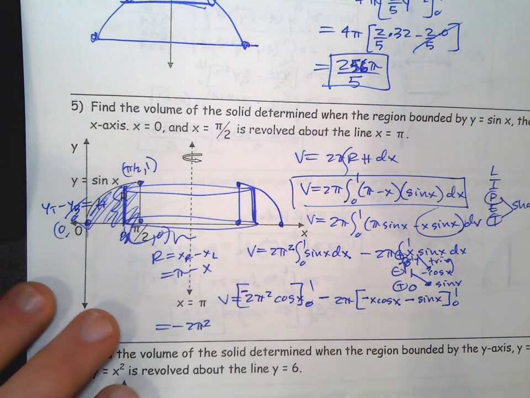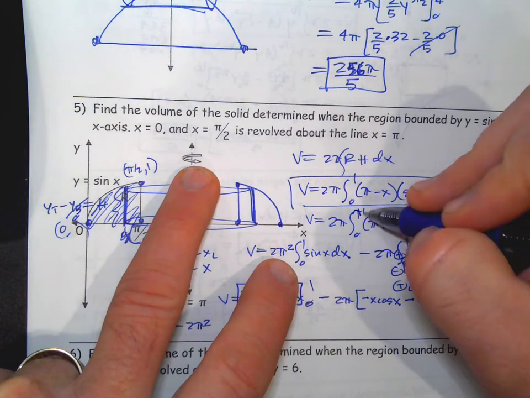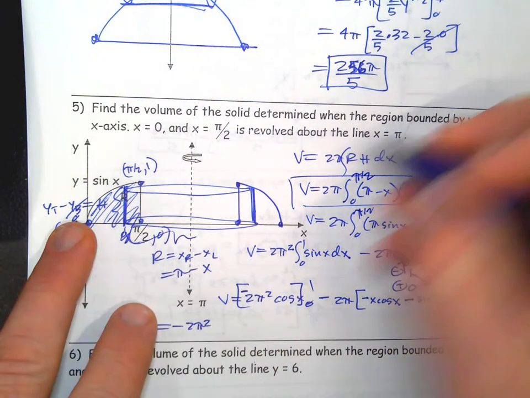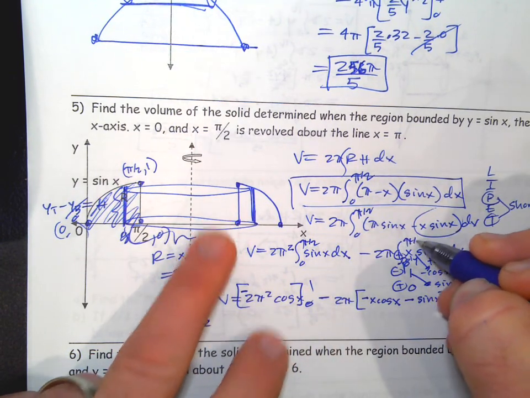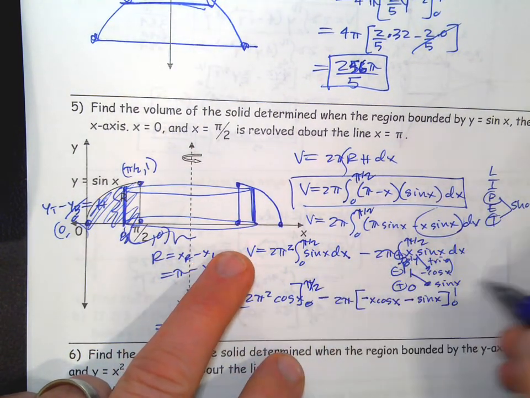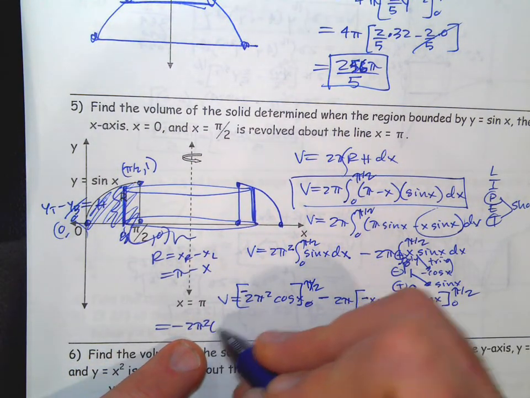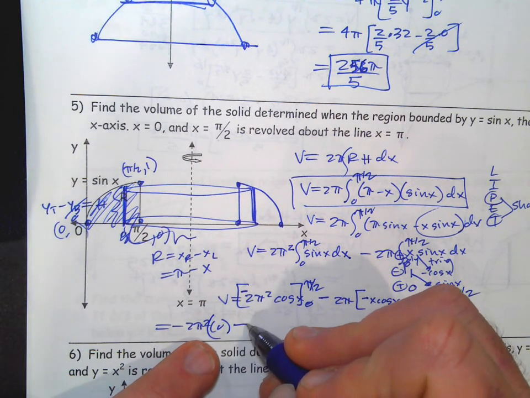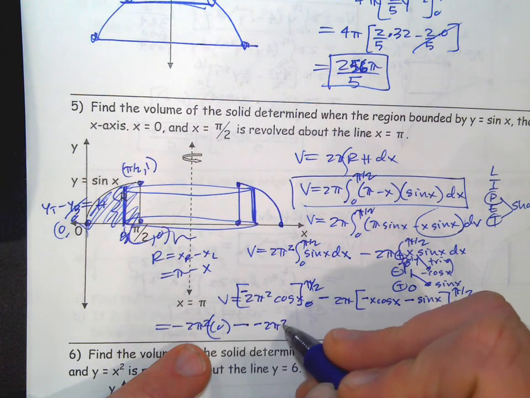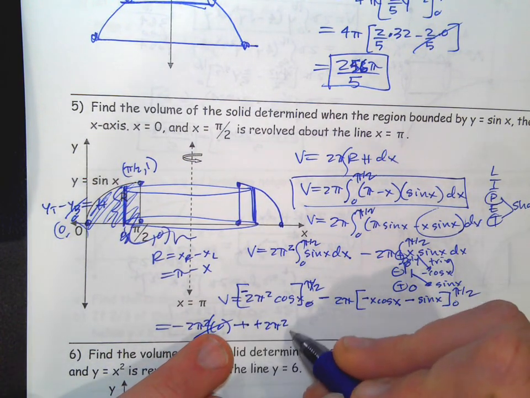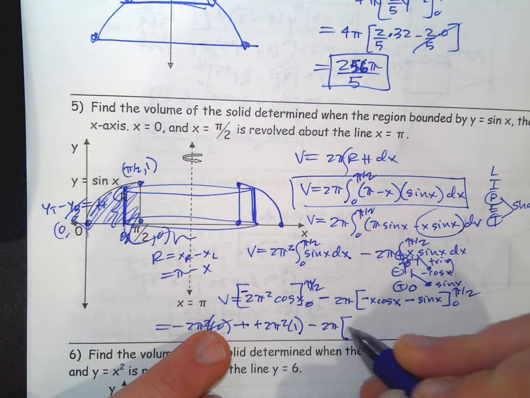Let's see. Did I? Oh, the limit should be pi over 2. Pi over 2 in the x direction. Cosine pi over 2 is 0, minus negative 2 pi squared. Cosine of 0 is 1. So we get something there, minus 2 pi. So this is going to be negative pi over 2.